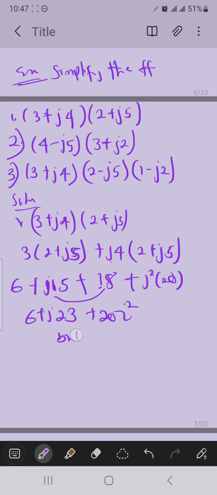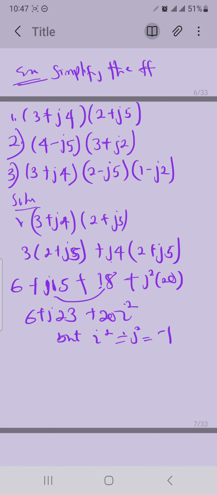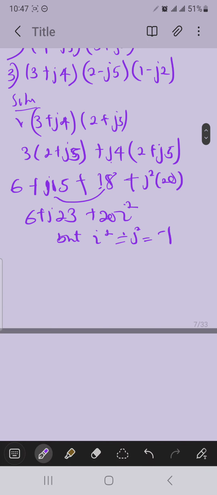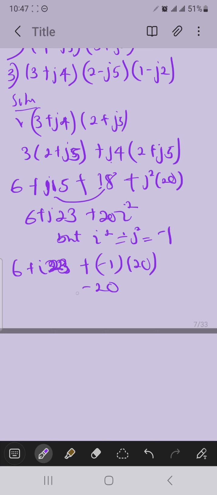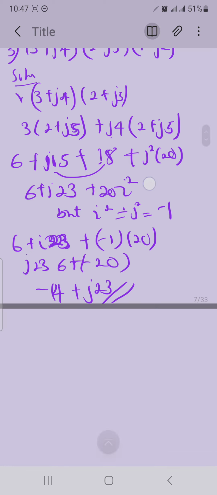So this one, but i square or j square equals what? Minus 1. You know. So this one will now be 6 plus j23 plus minus 1 into 20. So this one will be minus 20 plus 6. So you get j23. So this one will now be minus 14 plus j23 or i23. And that is going to be the answer.